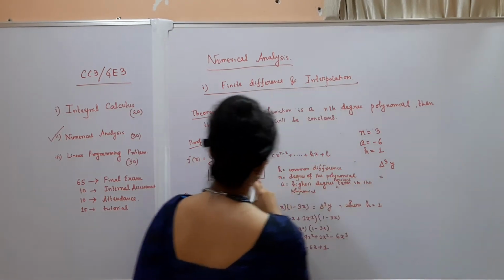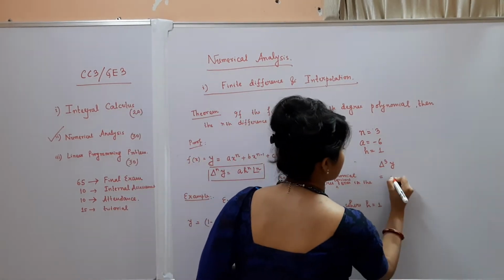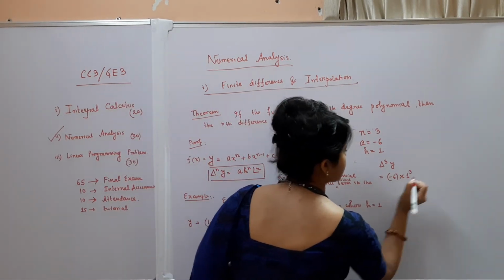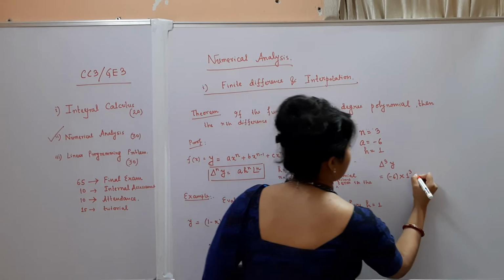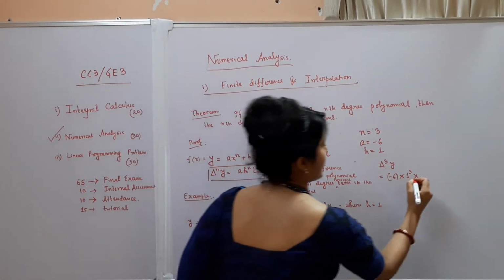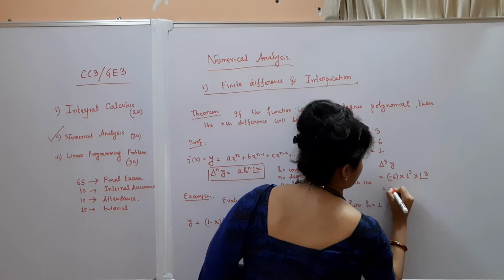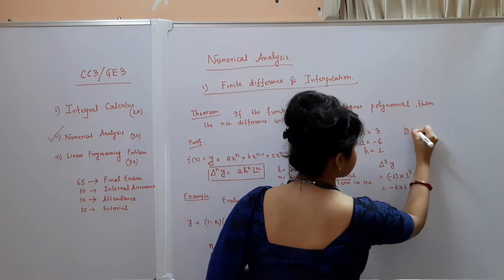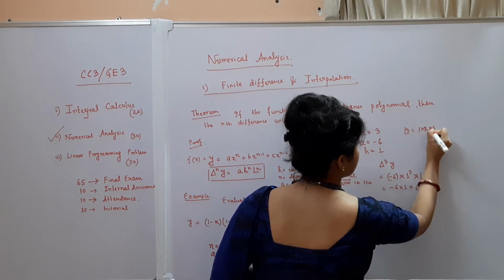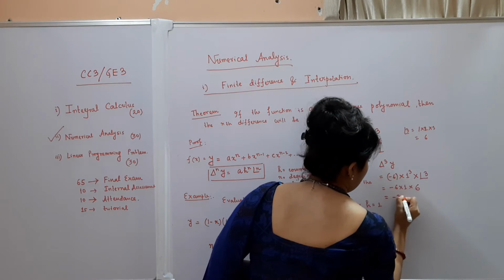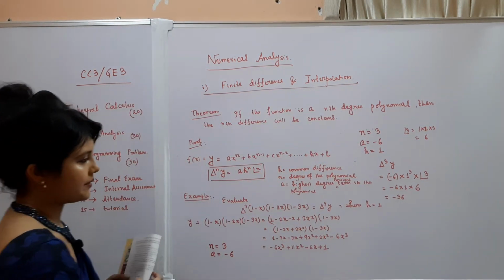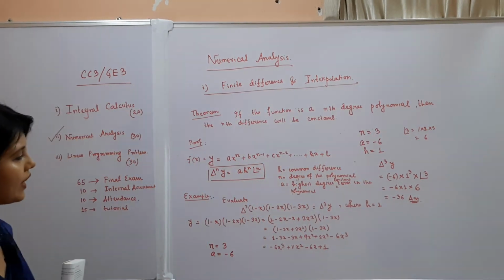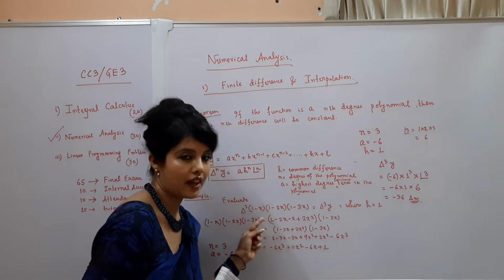According to this result, that will be a, that is minus 6, then h to the power n. Here n is 3, so 1 to the power cube, and then factorial n, so factorial 3. So minus 6, 1, and factorial 3 means 1 into 2 into 3, and that is 6. So this is minus 36. So this is the result. Using this result, you can easily evaluate this kind of expression.